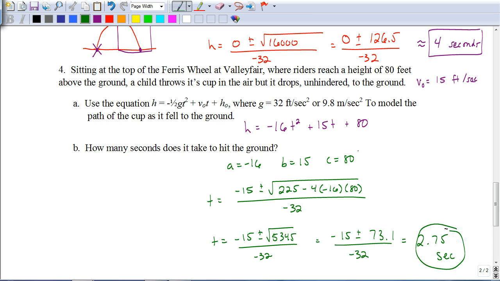So with that, I hope you understand how you can apply the quadratic formula to some real-life situations, and good luck on your assignment.